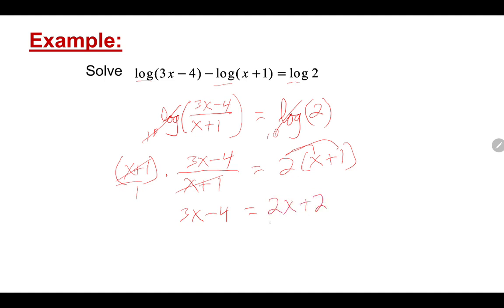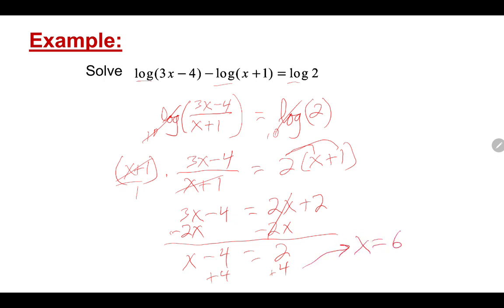And then, again, I want to isolate my x, so I'm going to minus 2x, minus 2x. I'm just trying to get the x's on one side. Doesn't really matter which way I go, but in this case, it'll stay positive if I do this, so that goes away. This becomes 1x minus 4 is equal to 2. And then I'm going to add 4. So I end up that x is equal to 6.